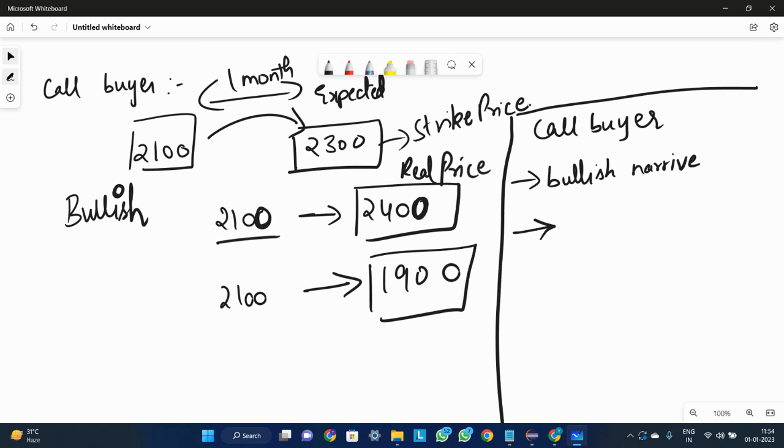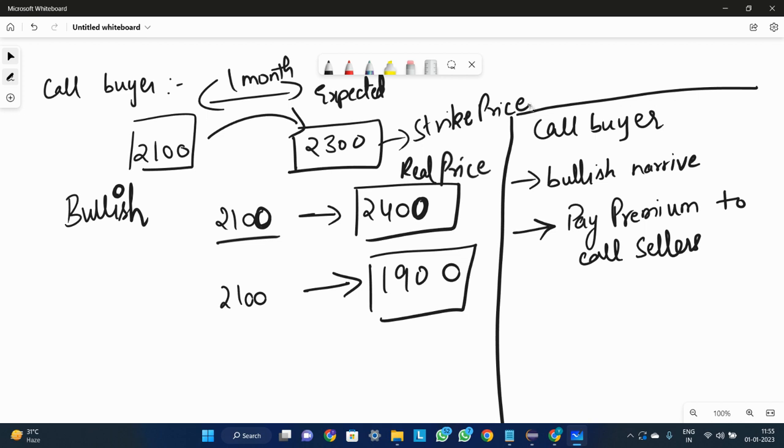And what does he do? He pays premium. He pays premium to whom? To the call seller. What does the call seller expect? He believes that the markets will be trading sideways or they can also fall down. So he is somebody who believes in a non-bullish narrative, not bearish. That means it can trade in the same range or it can go down.